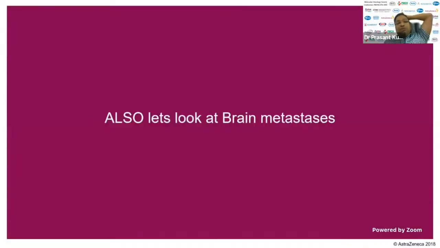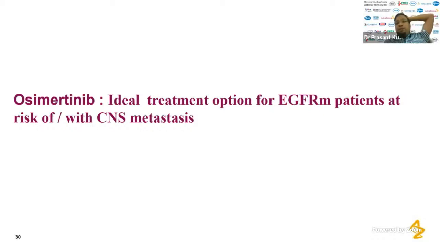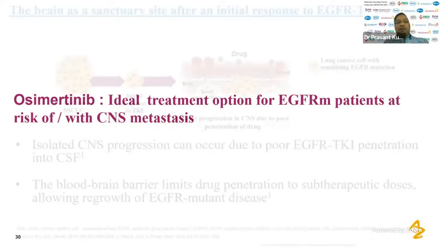So you can see, osimertinib is the ideal treatment option for EGFR patients, including patients at risk of CNS disease, because osimertinib has the highest CNS penetration, and you have already discussed the CNS PFS of osimertinib. It is the highest among all the TKIs. Also the CNS progression is 15% in the comparator arm, only 6% with osimertinib. Please go fast. I have already discussed. So the risk of progression or CNS metastasis is lower with osimertinib in comparison to gefitinib or erlotinib.